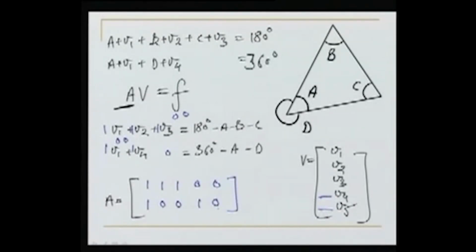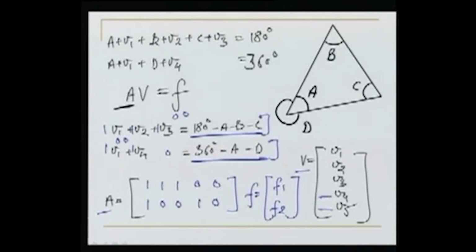That is A. So this is A, V, and what is F? F is, we can say F1 and F2, where F1 is this term and F2 is this term. Okay, so this is a constant here, this is another constant, so this is F1 and F2.